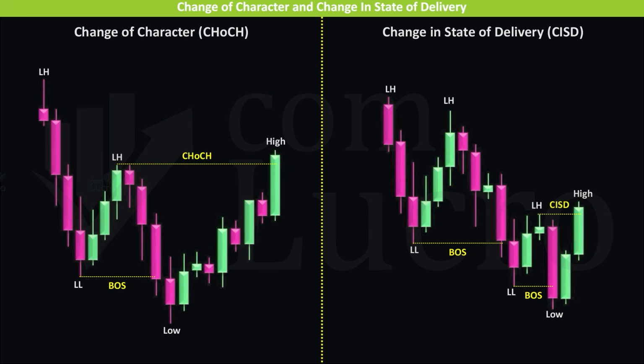That is where the difference between change of character and change in state of delivery becomes critical. These two concepts explain not just where price breaks, but how momentum and control actually change behind the scenes.